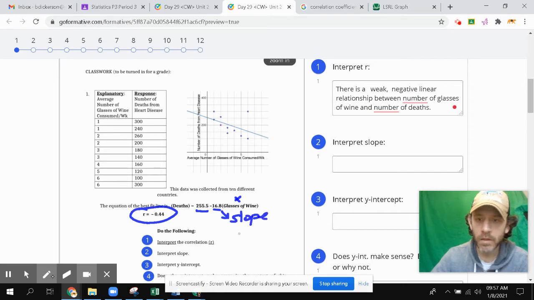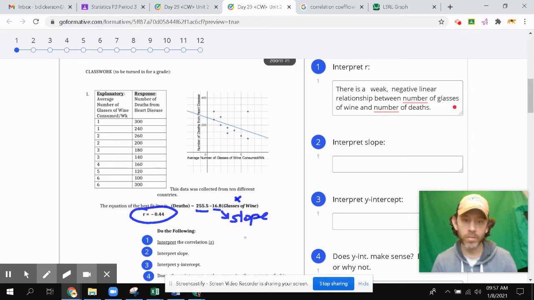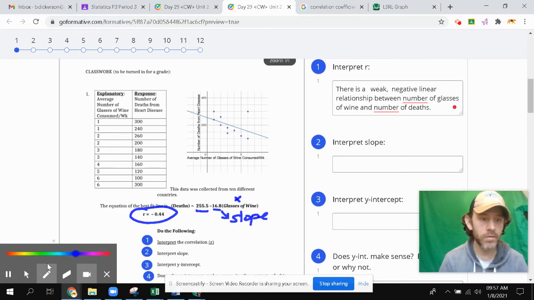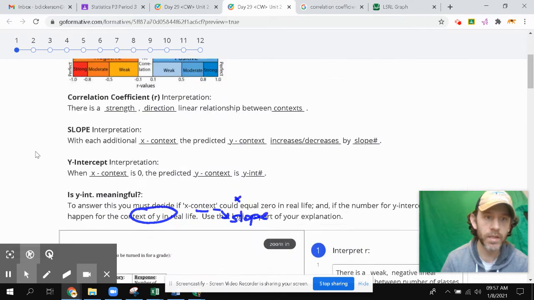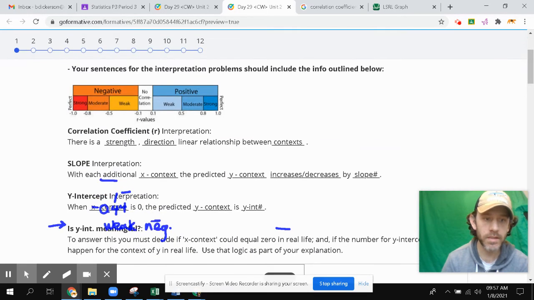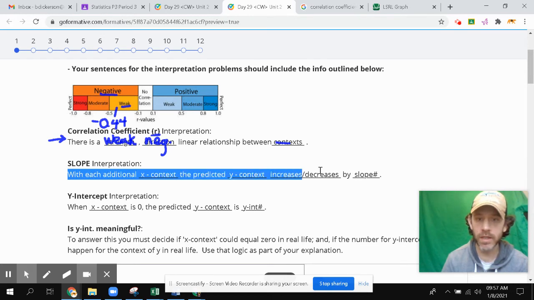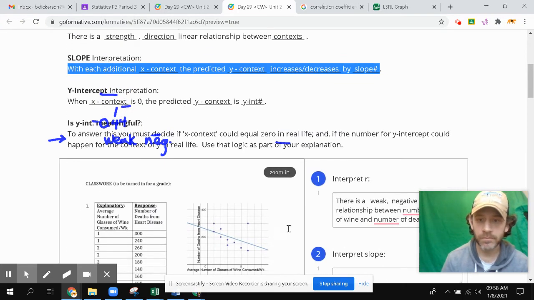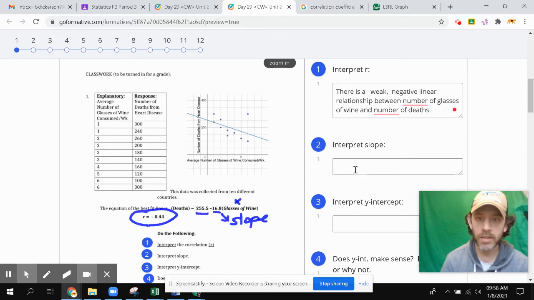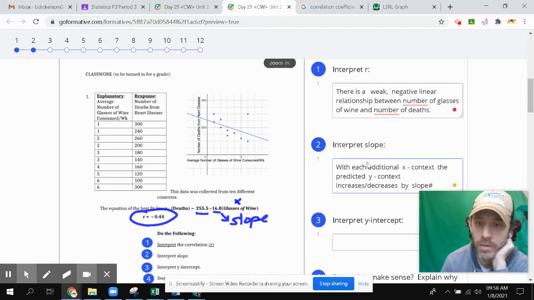Okay? So to interpret that slope, we go back to the top where we have that sentence and we copy the sentence again. And you see there's some places that we want to fill in the blanks. Those are highlighted with an underline. All right, so you highlight that, you copy, come down here, and you paste in the answer. Control V. Okay, so we need to change the things that are specific to this problem.